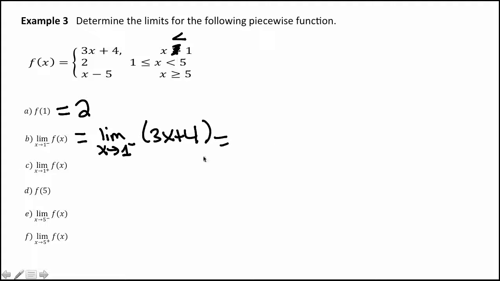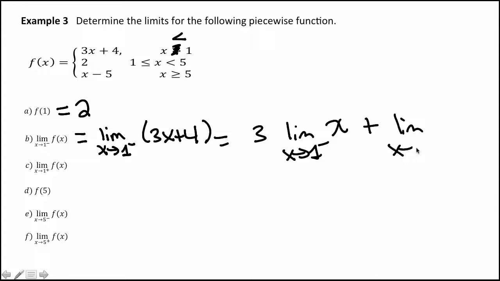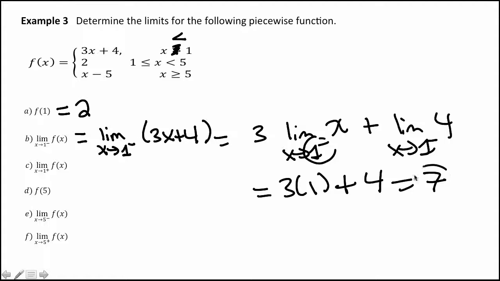Again, we're going to do the same process. We're going to pull 3 out, limit as x approaches 1, and limit as x approaches 1 for 4. It doesn't matter if it's a one-sided limit or not, it's still going to be the same rules. The limit of x is going to be whatever the value of interest is here. So that's going to be 1. So you have 3 times 1. And the limit of a constant is a constant itself, so here you're left with 7. So your answer there is 7.